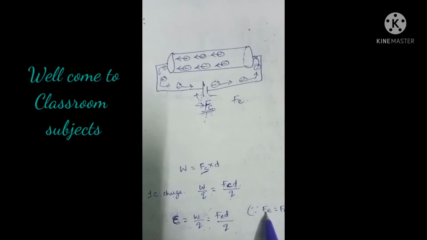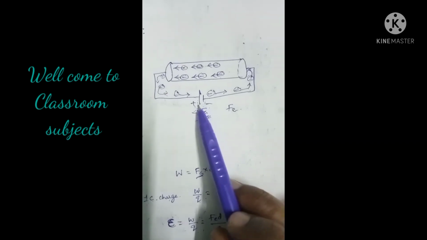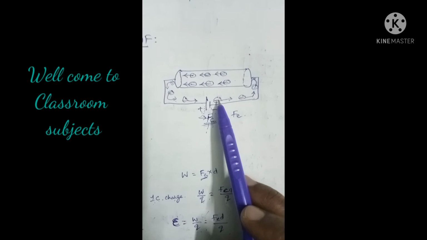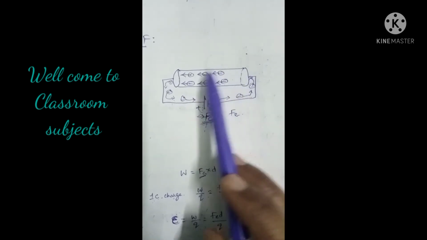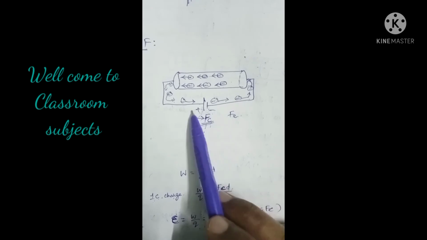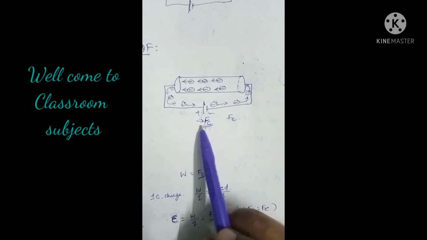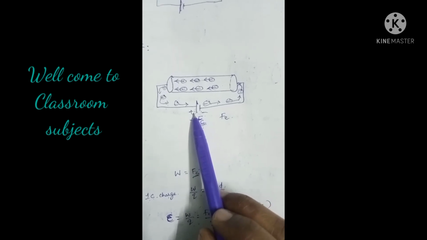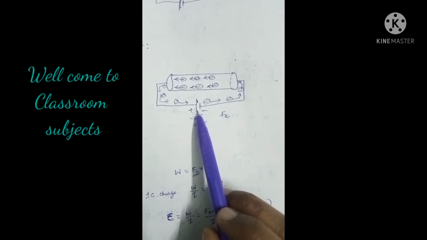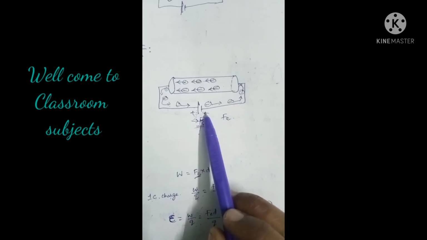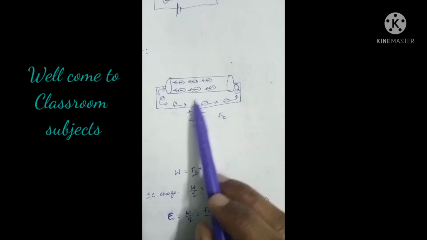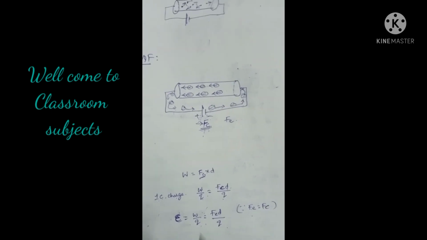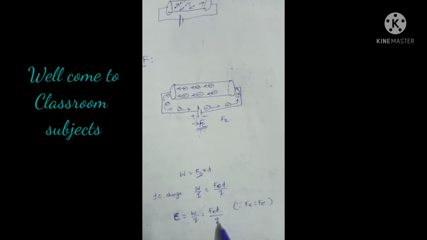We know that Fe is equal to Fc when the potential difference across a battery is constant. When electrons move from the negative to the positive terminal, and due to chemical force the same amount of negative ions present at the positive terminal also move to the negative terminal of the battery, a constant potential difference is maintained across the battery terminals. So EMF is equal to Fe into D by Q.